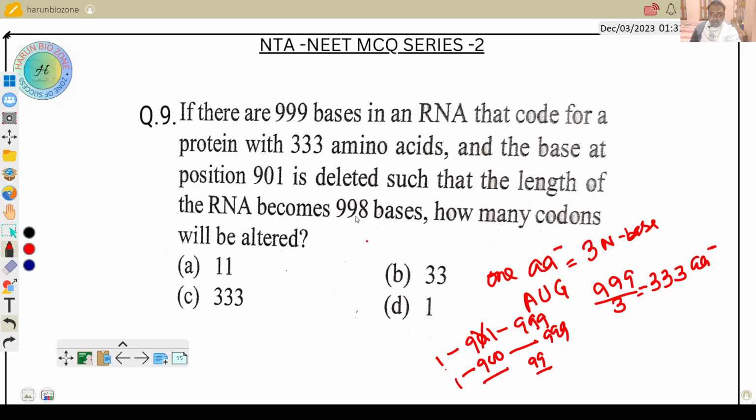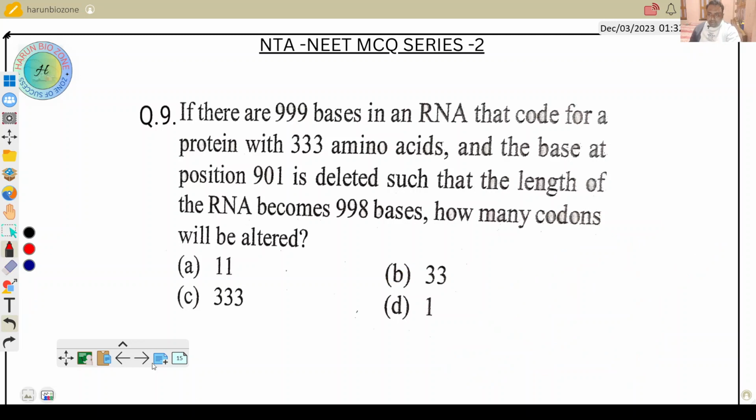So deleted such that the length of the RNA becomes 998. So when the 901 position is deleted, it becomes 998. Means here 98 bases are altered. So 98 bases means 32 point something amino acids. Okay, that means 33 is the answer. So here the right answer is 33. Next question.